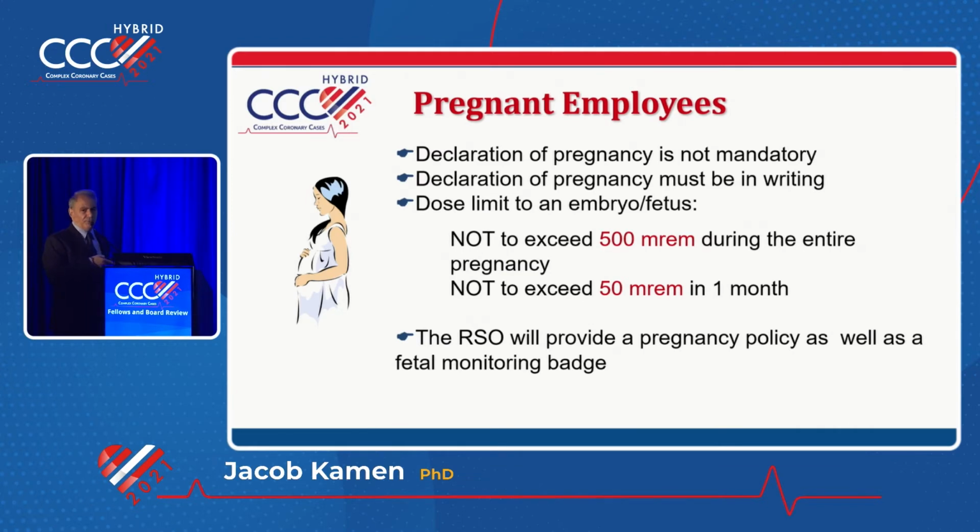What happens if you love your job, but you get pregnant? It's no problem. Declaration of pregnancy to radiation safety is not mandatory, it's voluntary. But once she declares, which means she writes a piece of paper saying I'm pregnant, that's all it means, then the institution is obligated to measure the radiation exposure to the fetus. And the fetus cannot get more than 500 millirem in 9 months, which is roughly 50 millirem in any month.